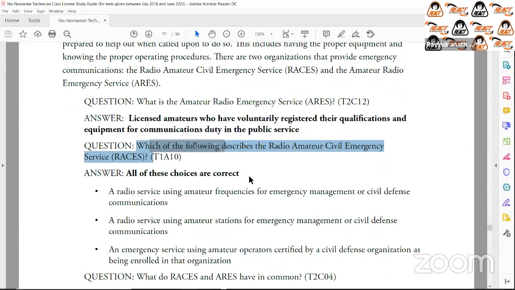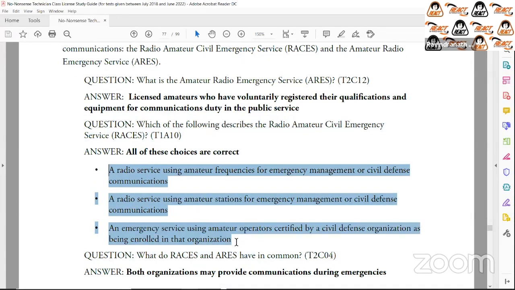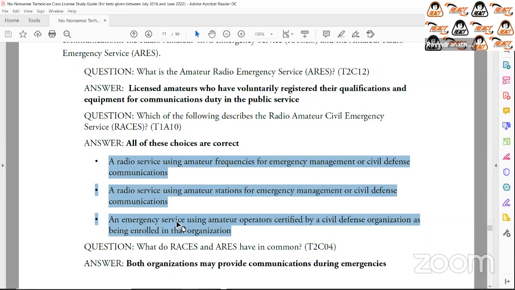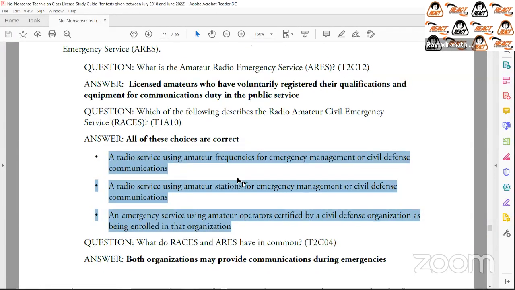Which of the following describes the Radio Amateur Civil Emergency Service, or RACES? And all of these are correct. A radio service using amateur frequencies for emergency management or civil defense communications. A radio service using amateur stations for emergency management or civil defense communications. An emergency service using amateur operators certified by a civil defense organization and enrolled in that organization. So I sort of emphasize some words here: frequencies, stations, operators. Similar answers, but all of them are correct.